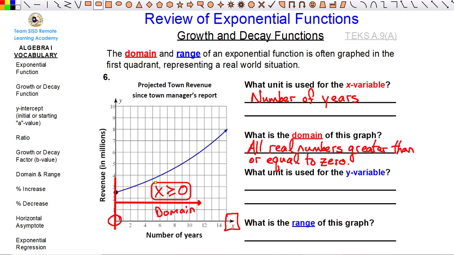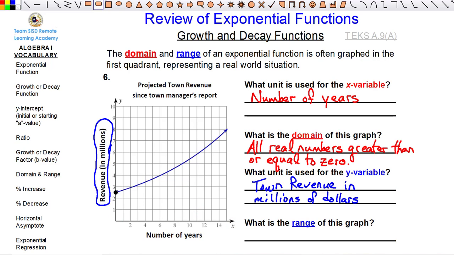And now, how about the y variable? What unit is used for the y variable? Well, it's revenue in millions of dollars. So town revenue in millions of dollars. And now for the range. What is that starting value? What does it look like it starts at right here?